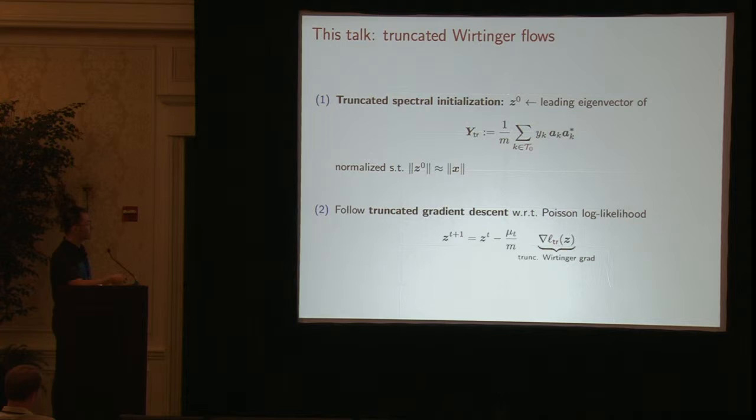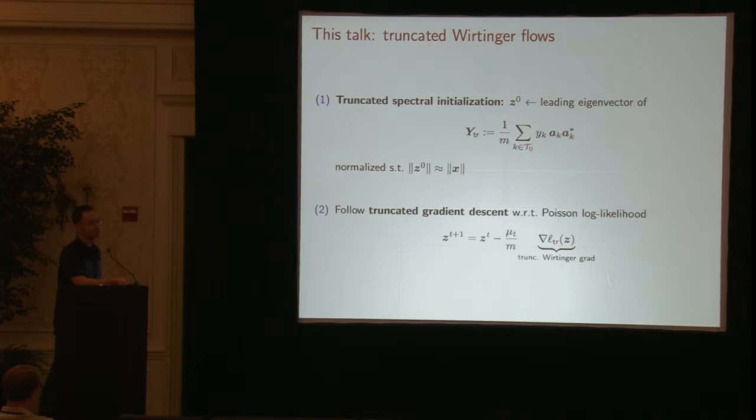But when we are forming the search direction, we try to be more data dependent. So when forming this search direction, we don't use all the data. We use a subset of the data, which I will explain in detail a bit later. But before that, let me say a little bit about what's happening if we don't truncate.